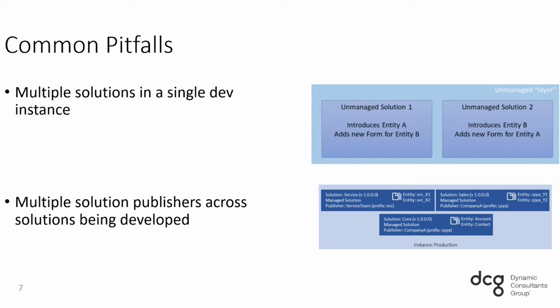Multiple solution publishers across solutions being developed. This is a big one you've got to watch out for. So if you have solution publishers and you have multiple of them, you cannot combine components from one solution publisher into a solution from a different solution publisher. So if you create a field or a table inside one solution publisher, and then you want to push an update, you'd have to create a separate solution for those updates. You couldn't combine them. So it's something to watch out for as you go.